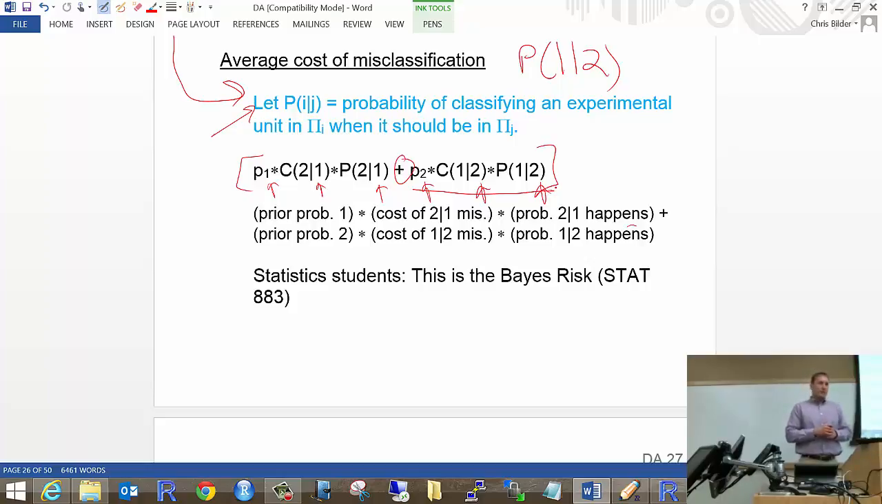Where does this come from? Why are we using this equation? Well, I'm going to first talk to those students who are stat majors and who have taken Stat 883. Then I will talk about, in general, an intuitive way to think about it for those of you who have not taken Stat 883. For those who have taken 883, this is Bayes' risk. Just maybe presented in a little bit different form than what you've seen in the past. But if you look at Casella and Berger's book, I assume that all of you talk about Bayes' risk.